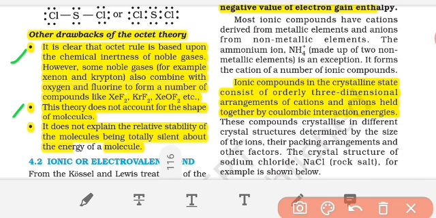This theory does not account for the shape of molecules. Third, it does not explain the relative stability of the molecules, and it is totally silent about the energy of a molecule.